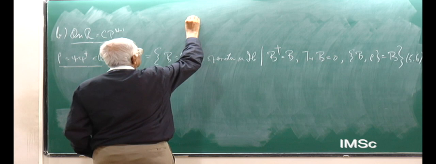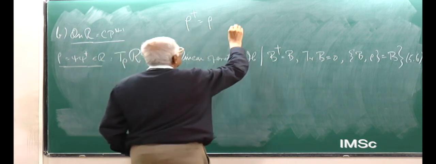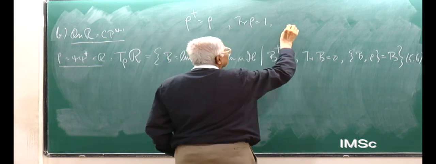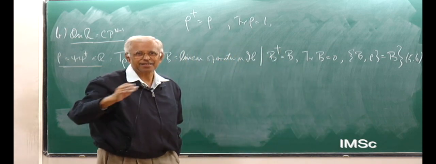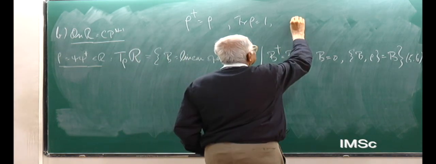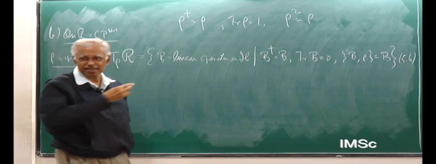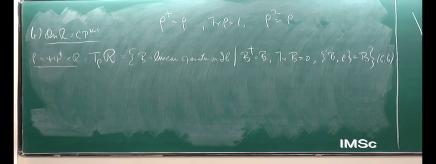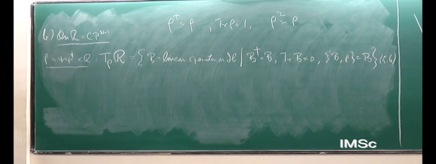Right, let me write them one by one. Hermitian. Pure state. Rho squared equal to rho. Okay. All right. So these are the defining properties of a pure state density matrix. Every point in R is some rho obeying those 3 conditions.